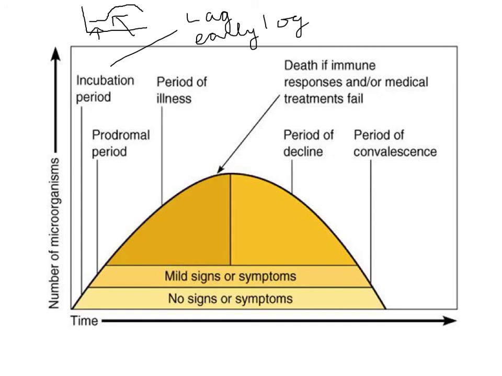And then the period of convalescence would definitely be at the tail end of the growth curve, where your body is successfully fighting off all of these microbes and reducing their numbers, either by completely clearing them out of the body in the case of some pathogens, or at least knocking them back down to the normal amount found, which allows you to have more of a mutualistic relationship with this microbe.